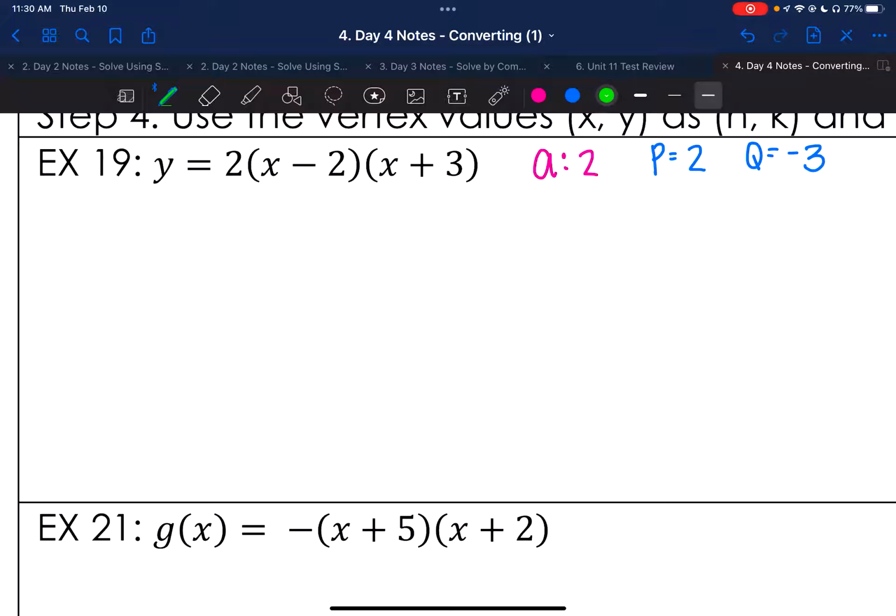Next, step 2, we're going to find our AOS. To find our axis of symmetry, that is p plus q over 2. So we'll plug in our two numbers: 2 plus negative 3 over 2, which gives me negative 1/2.